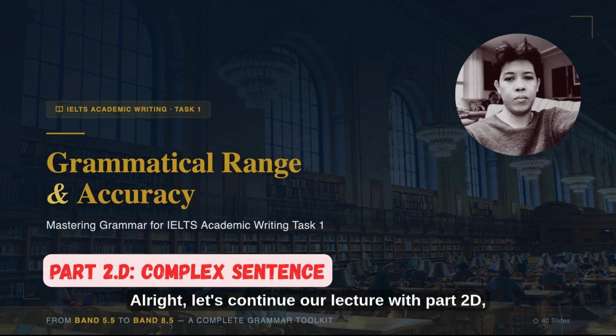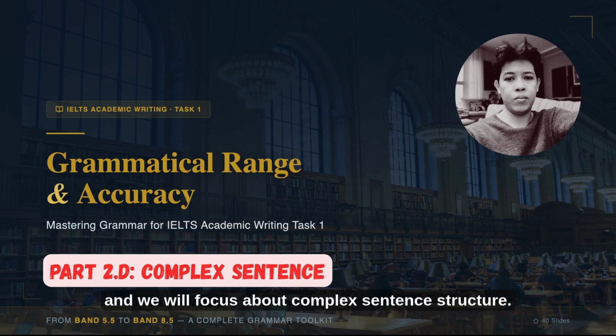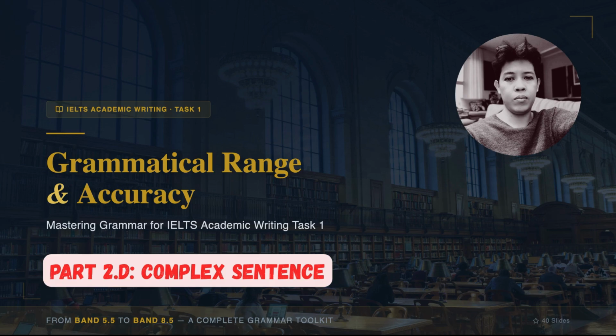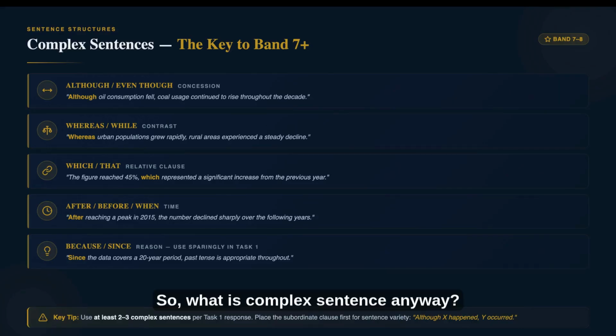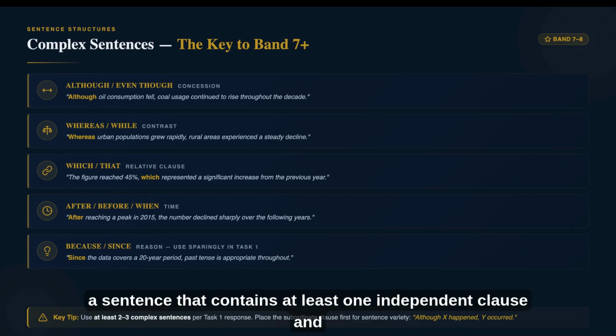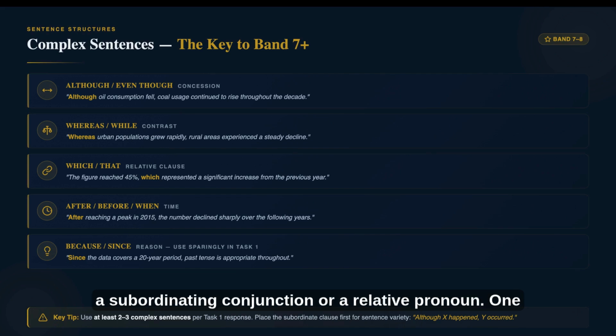Alright, let's continue our lecture with part 2D, and we will focus on complex sentence structure. So what is a complex sentence anyway? Well, a complex sentence is a sentence that contains at least one independent clause and at least one dependent clause, which are connected by a subordinating conjunction or a relative pronoun.